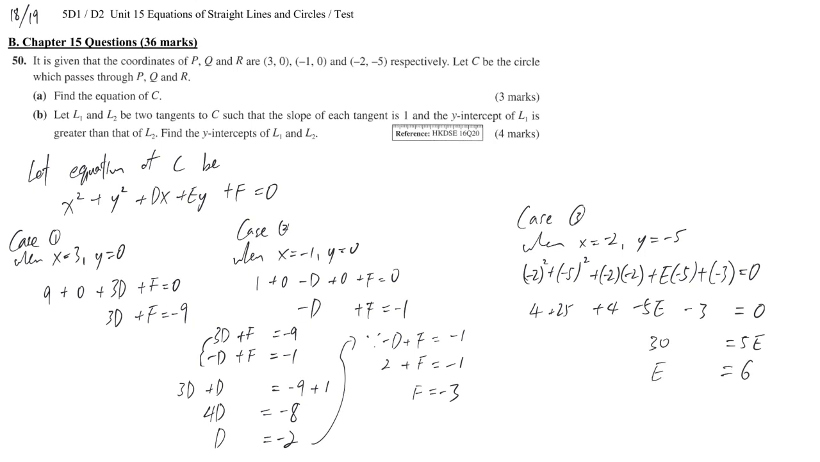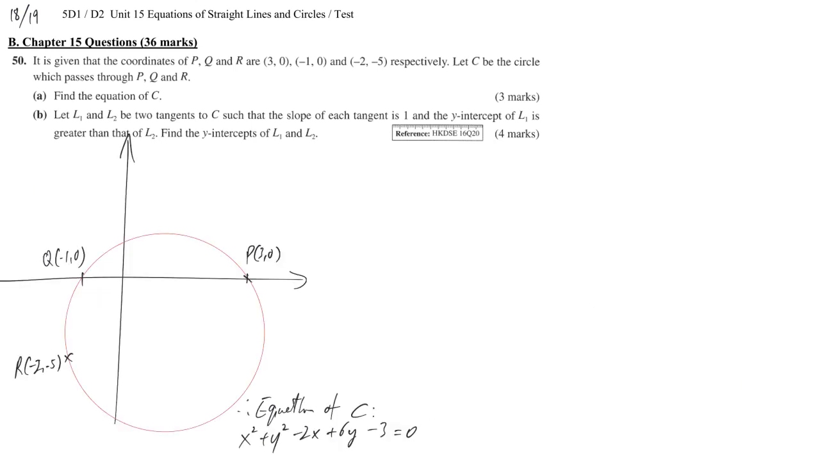So the equation, don't forget to write down the final answer, is x squared plus y squared plus d, that means minus 2x, e is 6, positive 6y, and then f, minus 3, equal to 0. This is our final answer for part A.